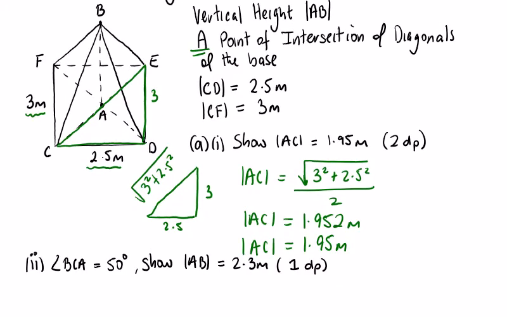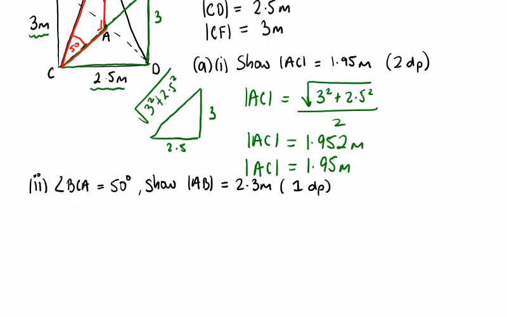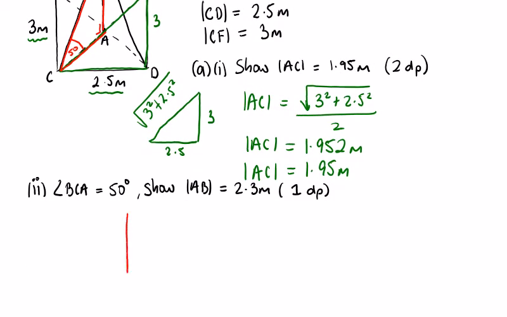In part 2, you're told that the angle BCA is equal to 50. This one. Show AB is 2.3. Okay, let's draw that triangle again. So we've got our red one now. So again, this is going to be a right angle. So take your triangle, draw it again.